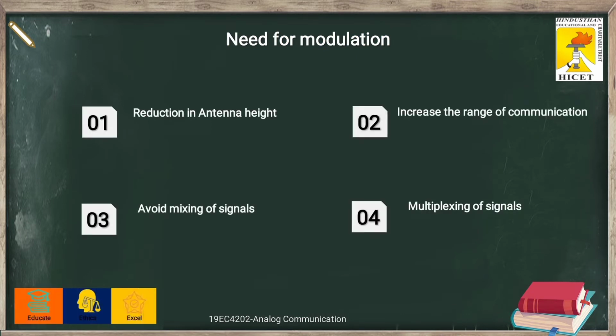Next, let us see about the need for modulation. We usually go for modulation for four main reasons. The first one is the reduction in antenna height. Next comes the increase in the range of communication. Next, to avoid mixing of signals, and lastly, the multiplexing of signals.